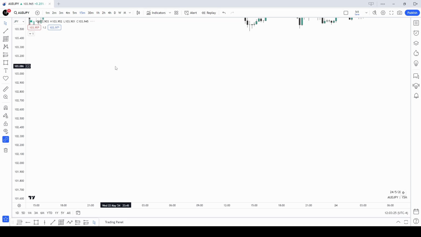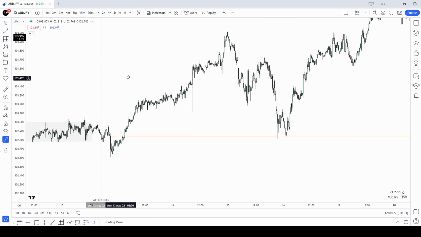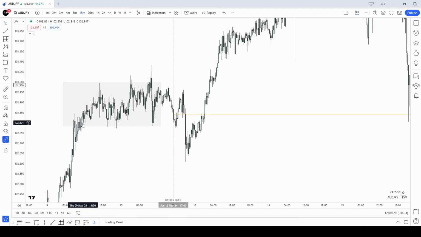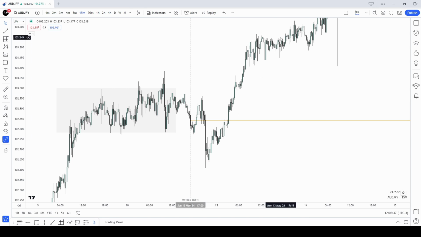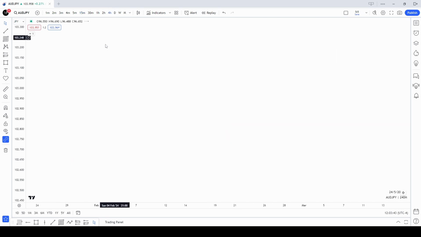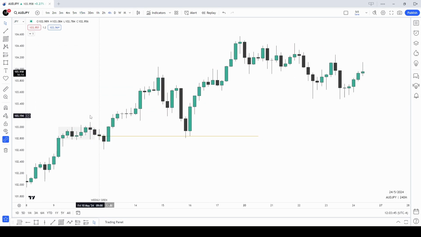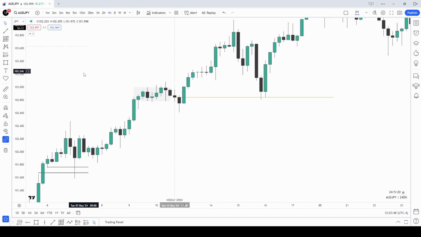So on the 15-minute, that is going to look like this. That looks like accumulation. We have the manipulation, which is exactly what I wanted to catch. And then we have the distribution. The power of 3: accumulation, manipulation, distribution. So on the 4-hour chart, remember it looks like this. I wanted to be a buyer below this opening price.